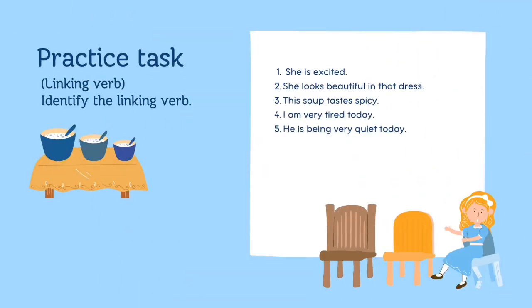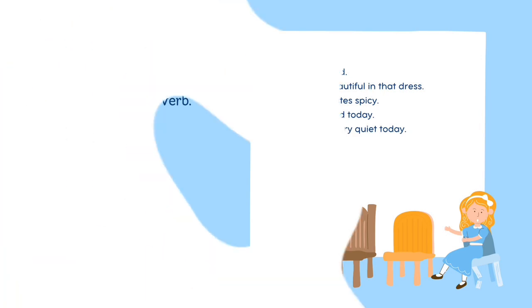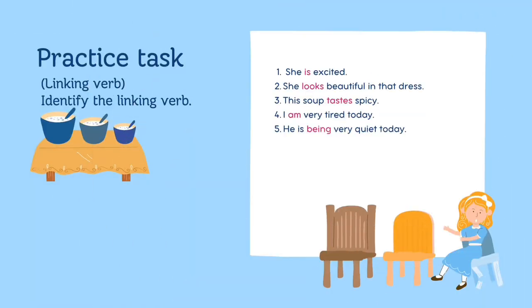Our second practice task is with linking verbs. Identify the linking verb. 1. She is excited. 2. She looks beautiful in that dress. 3. This soup tastes spicy. 4. I am very tired today. 5. He's being very quiet today. Now, let's look at the answer.